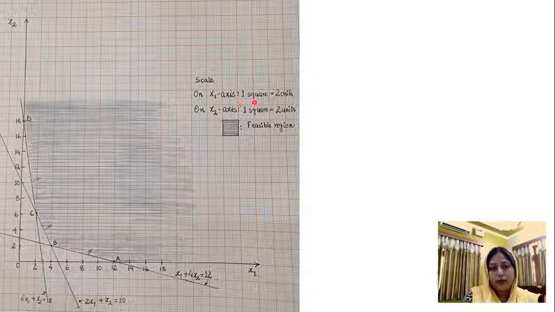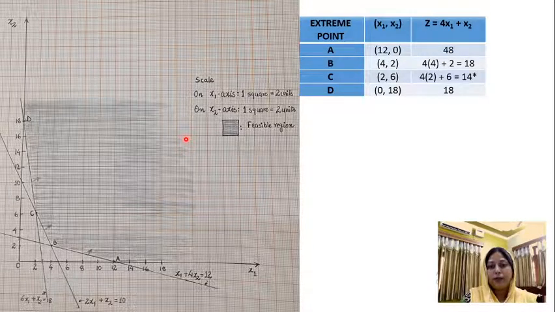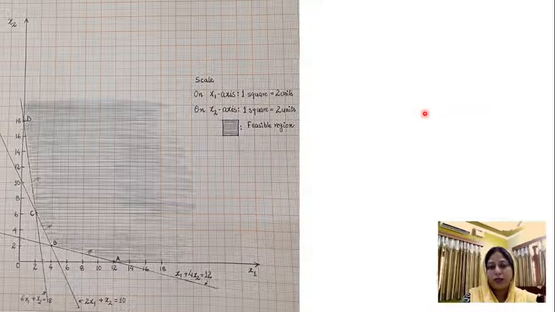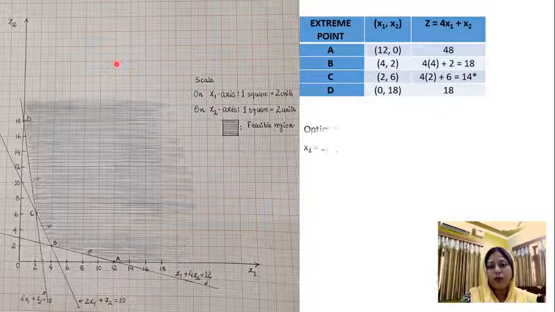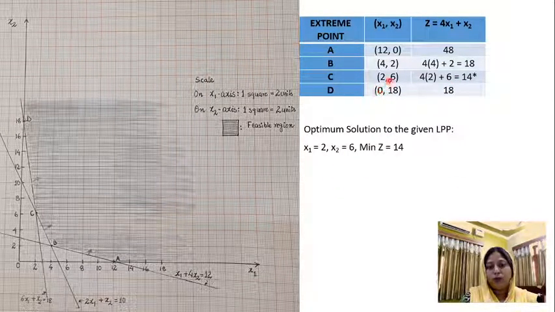On x1 axis, 1 square is equal to 2 units. On x2 axis, 1 square equals 2 units. So again, I'll make a table with extreme points A, B, C, D, coordinates, and the values of the objective function. Again, I need to minimize Z. So the optimum solution to the given LPP is x1 equal to 2, x2 equal to 6 units, and the minimum value of the objective function is 14.